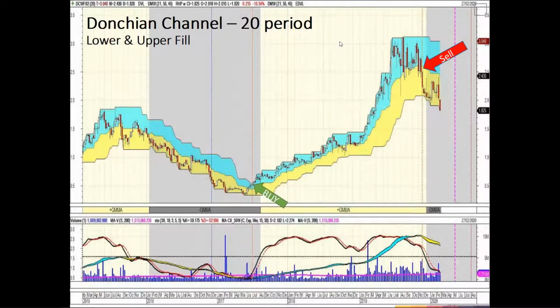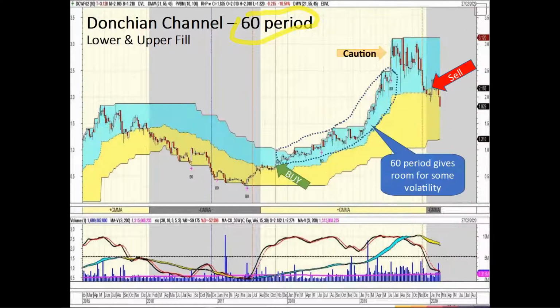Now this is the Donchian Channel. This is fairly tight, and it's 20 period. I played around with a few stocks, and that's when I decided to take it out to 60. So if we go to the 61, which is the next one, please, Robert, you can see that it does give it a bit more room for movement.